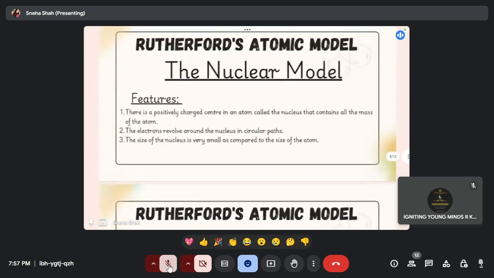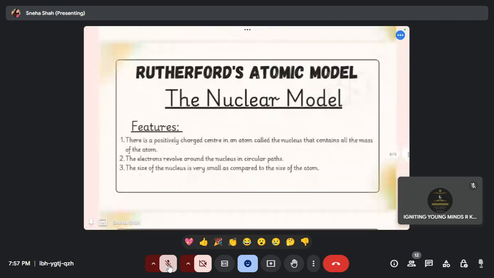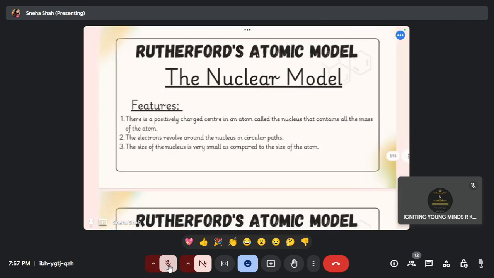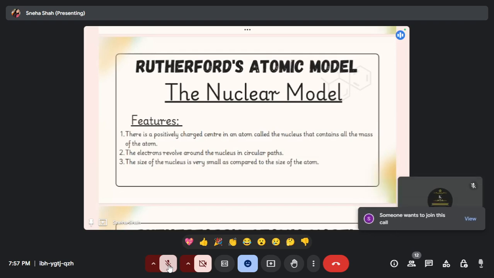So, what did he conclude out of this? He concluded that there is a positively charged center in an atom called the nucleus that contains all the mass of the atom. So he said wherever the particle is colliding and coming back, that is where the entire mass of the atom is located. Otherwise, the entire atom is empty. He concluded that.